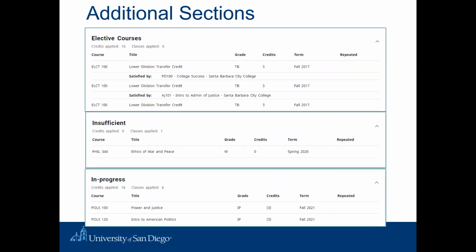In DegreeWorks, at the end of the worksheet, you may see additional sections if they apply to your coursework. They are elective courses. This section shows courses not currently applied to your degree requirements. Next is the insufficient section. This section displays any courses from which you have withdrawn or courses which have an insufficient grade to apply to your degree, such as a D or an F, or in some cases a C-, depending on the degree requirements. You may also see repeated courses which cannot be used to satisfy a requirement.